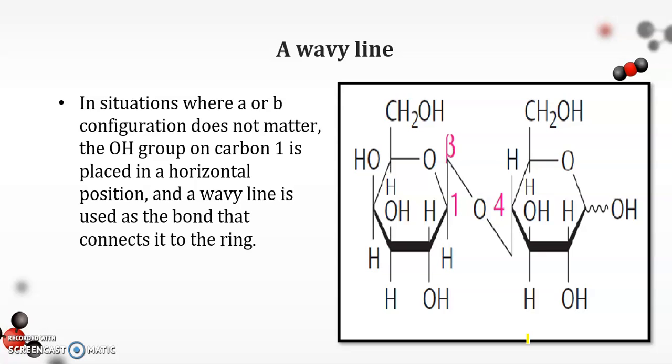A wavy line. In situations where alpha or beta configuration does not matter, the hydroxyl group on carbon number 1 is placed in a horizontal position and a wavy line is used as the bond that will connect it to the ring. Based on the given picture, we will see a wavy line. This wavy line would mean that the alpha or the beta configuration does not matter.